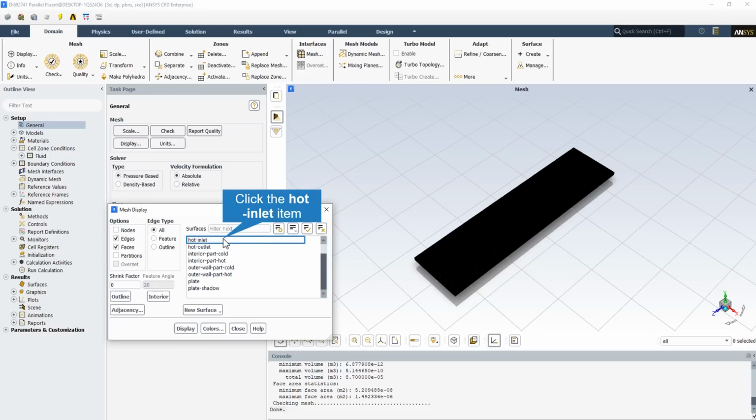Via the mesh display section in the general, we can display and check all the boundaries, including hot inlet boundary, hot outlet, cold inlet, cold outlet, also all the walls around the Chevron heat exchanger, and also the Chevron plate that has a shadow.